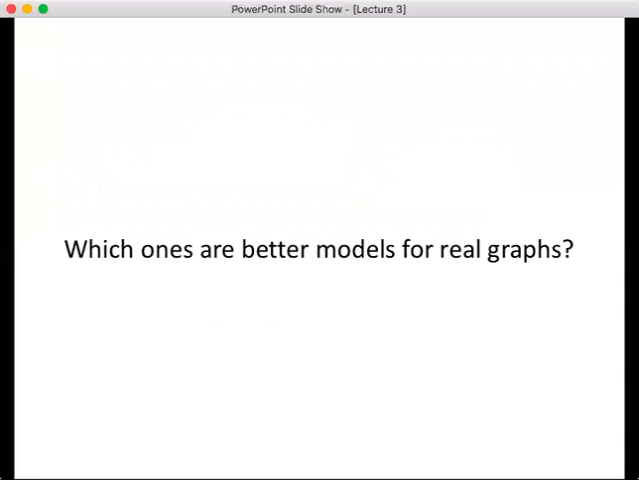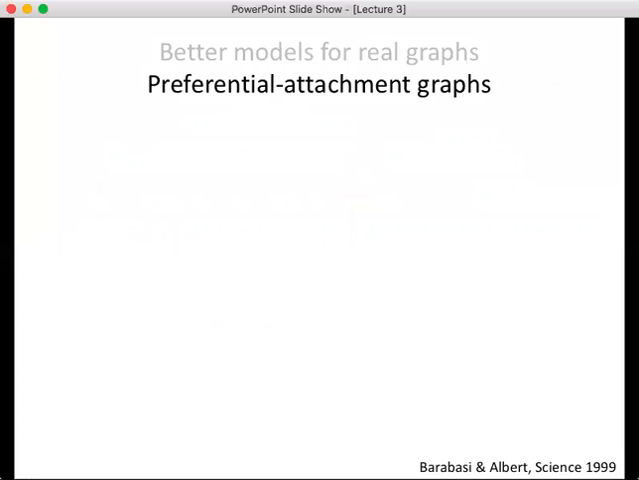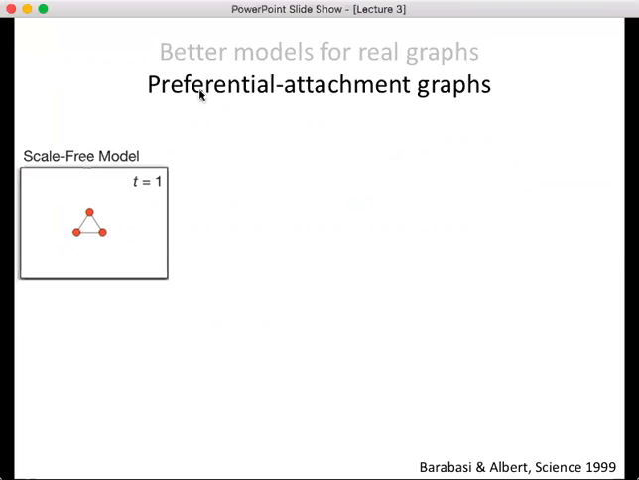And now we go to what are the better models for real graphs. These both models were invented in the 90s. The first one is the so-called preferential attachment graph. And this model is the following. Sometimes it's called the scale-free model. Saying scale-free or power law, it's essentially the same thing, because a power law is a scale-free function.